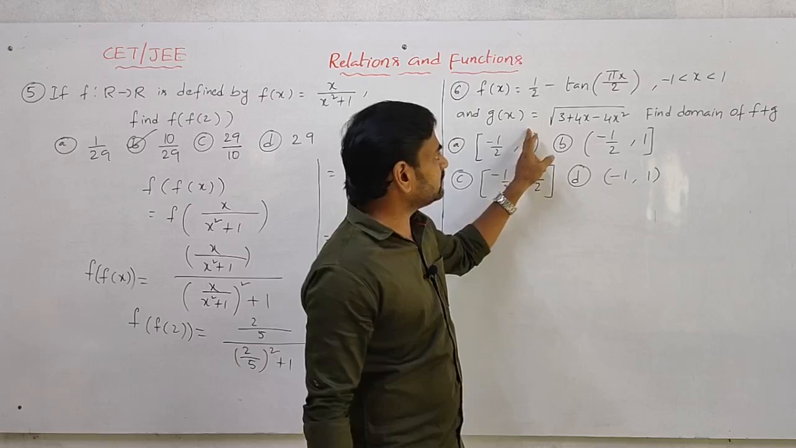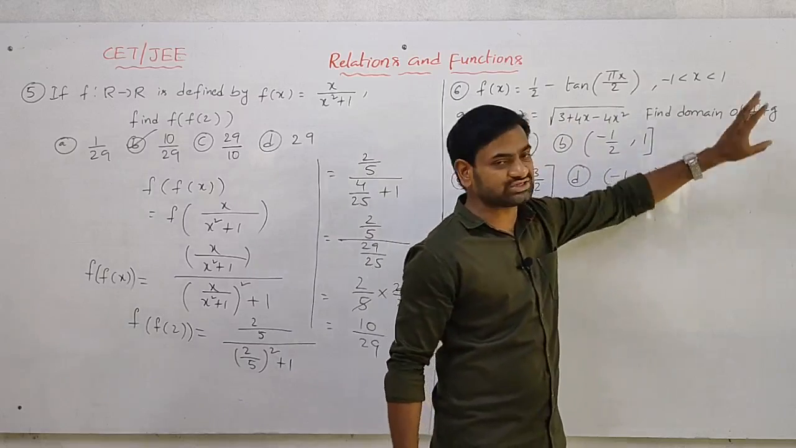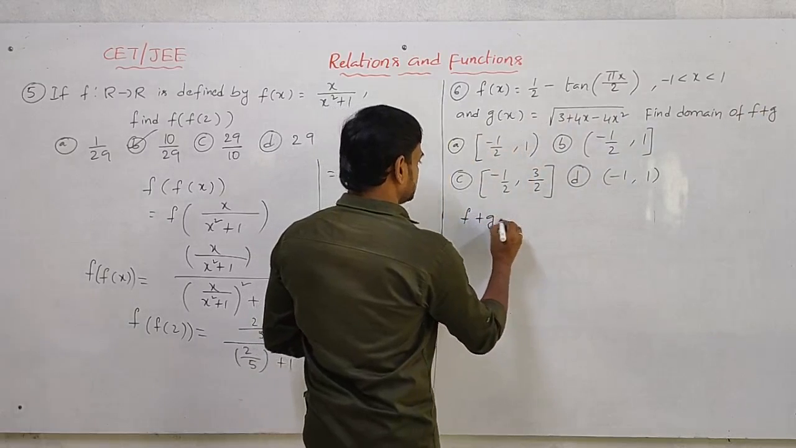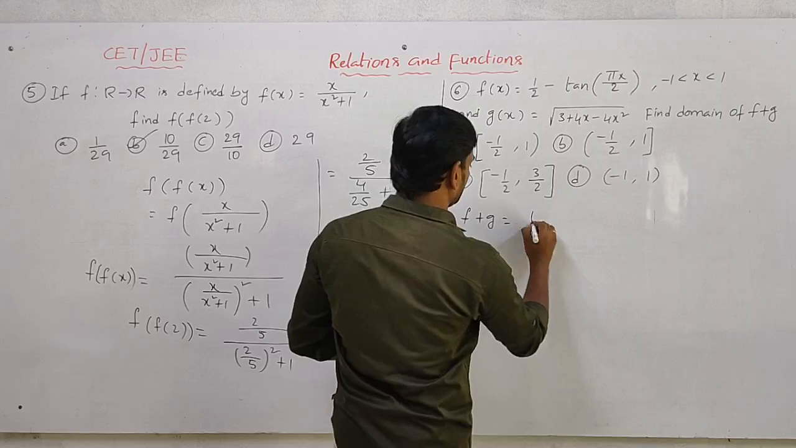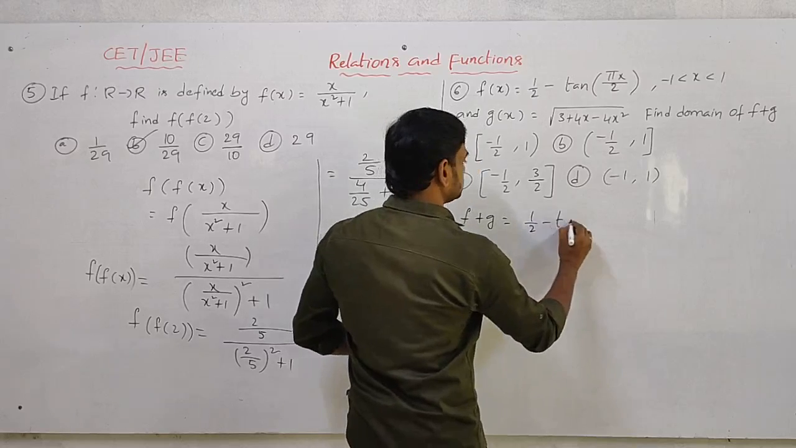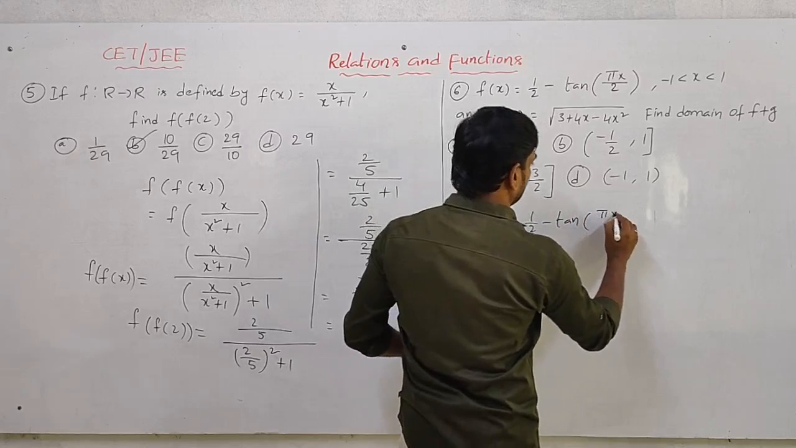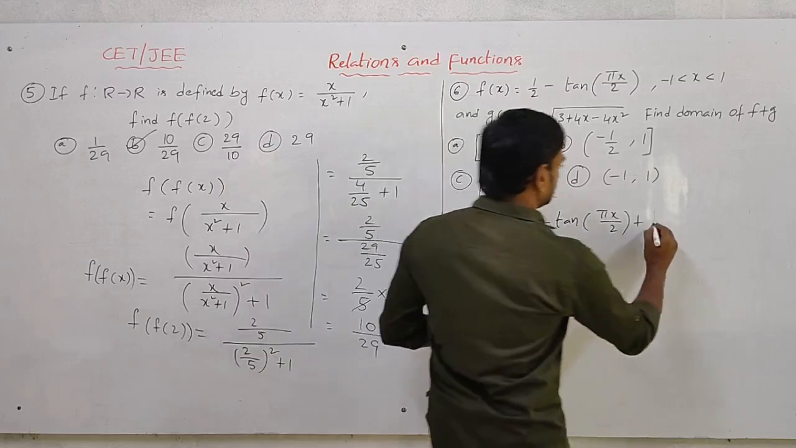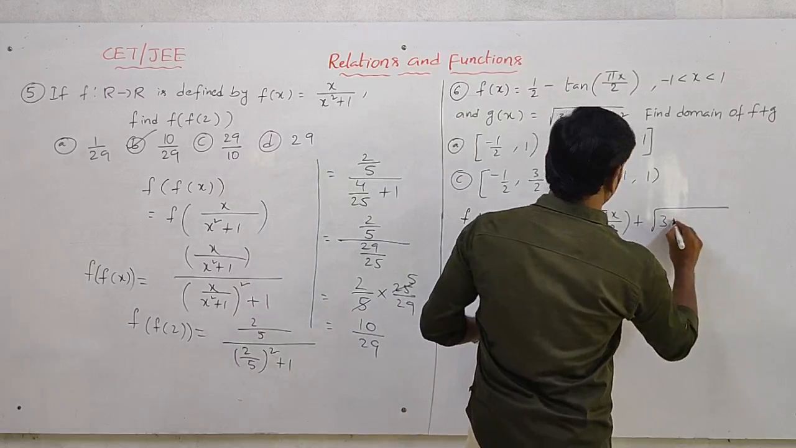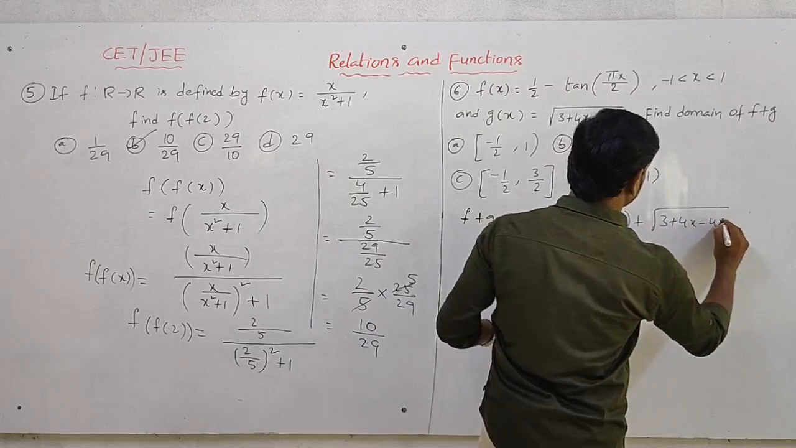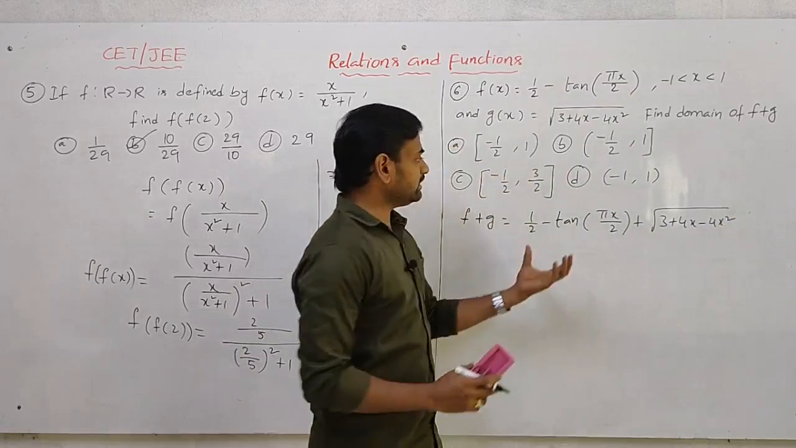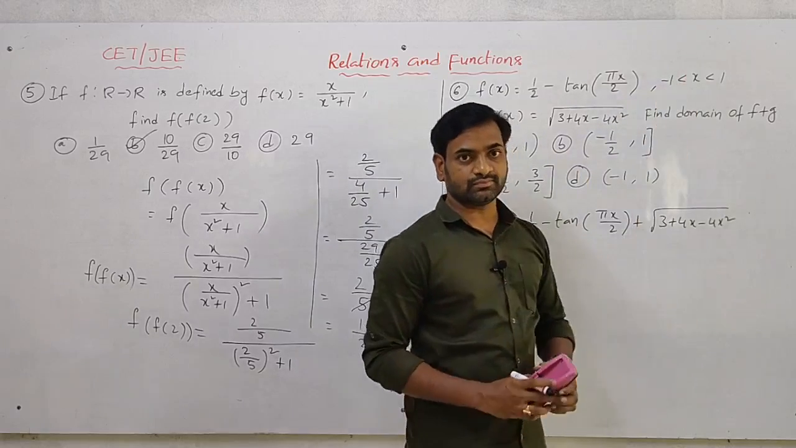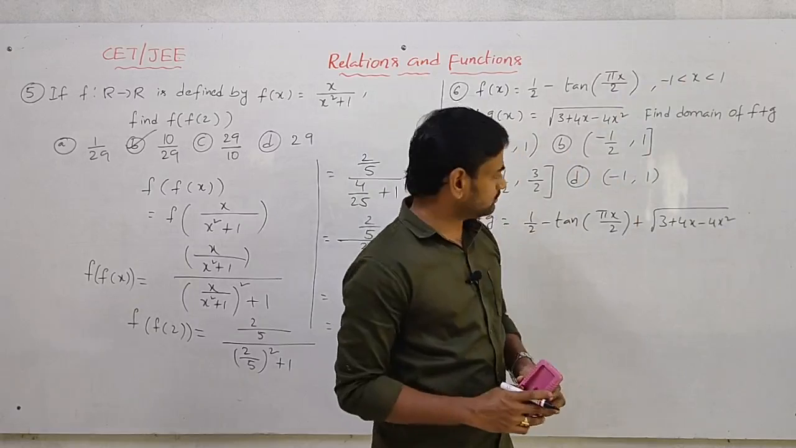Next, g of x is given. Now we have to find the domain of f plus g. That means f plus g is equal to 1 by 2 minus tan of pi x by 2 plus root of 3 plus 4x minus 4x square. The domain of the first part is already given, that is minus 1 to 1, which is an open interval.